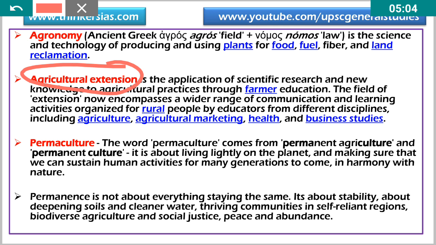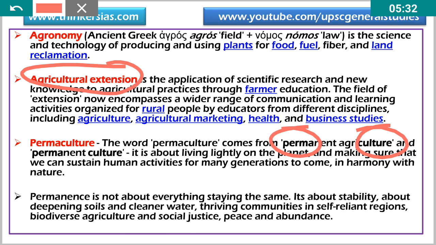So permaculture comes from the words permanent agriculture, so permaculture, and it is about living lightly on the planet, okay, so as to put less burden on the natural resources of the earth and making sure that we can sustain human activities for many generations to come, that is, to conserve the resources for the future generation without compromising the livelihood of the present generation, okay. So that is permanent agriculture, permaculture.